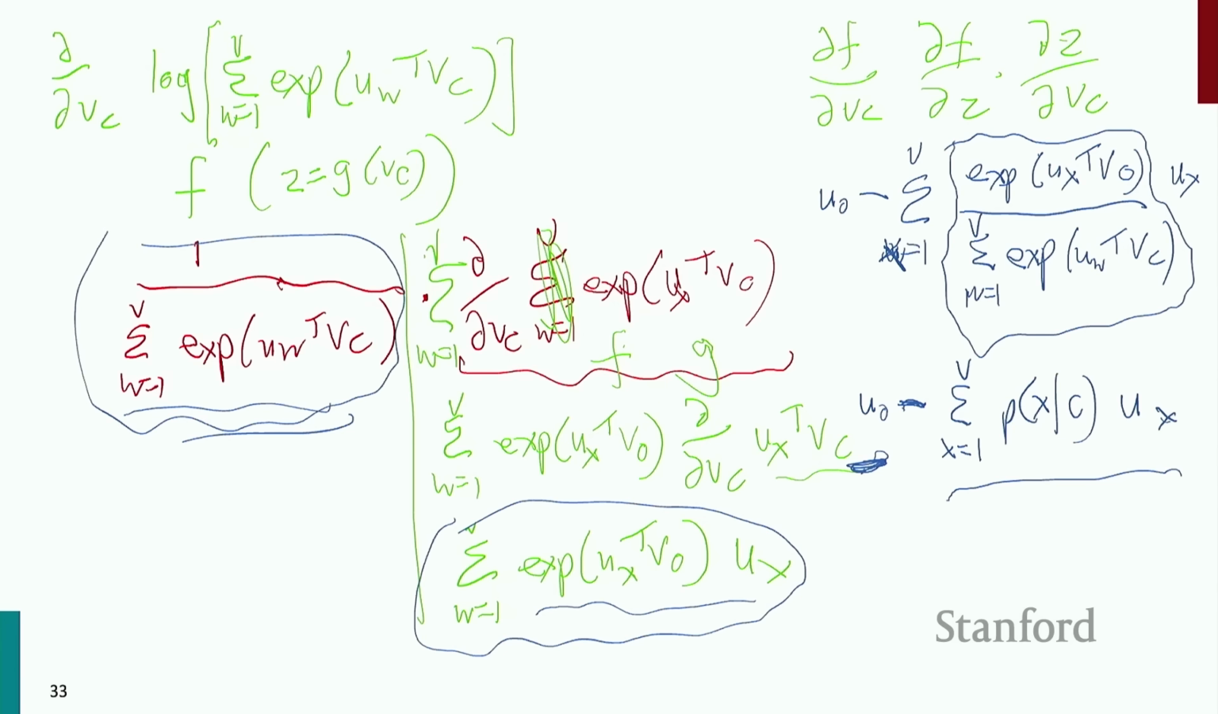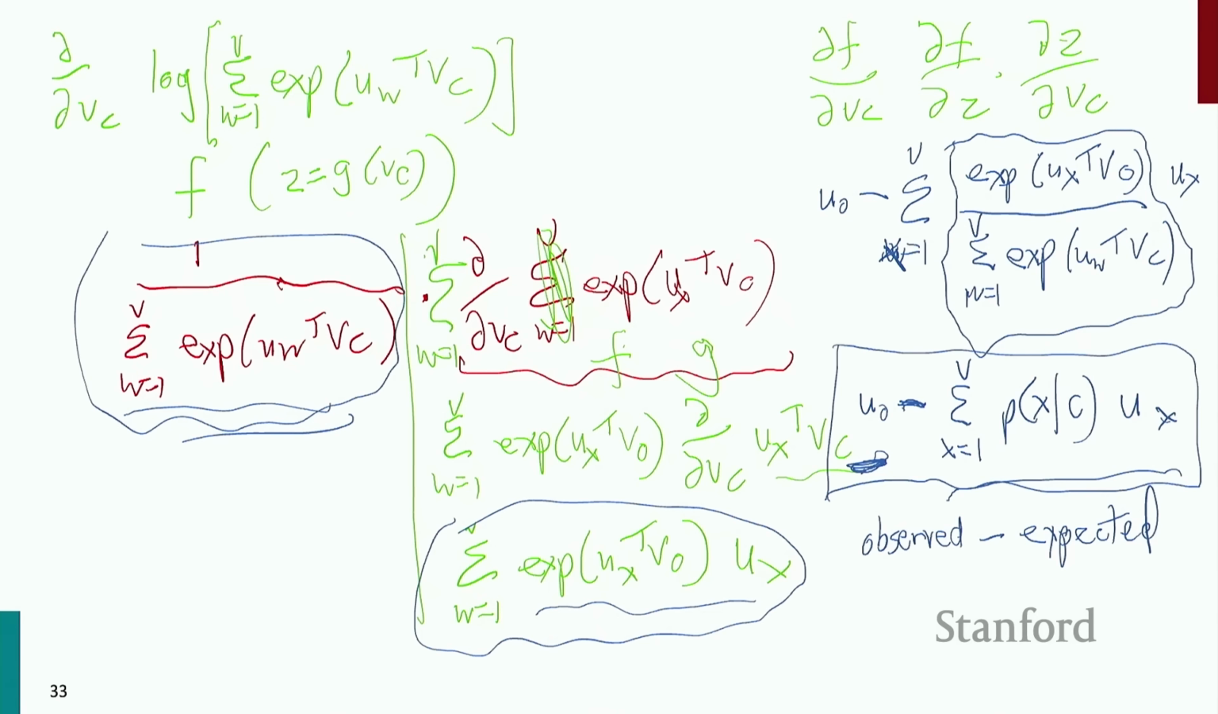And so this is a form that you see quite a bit in these kind of derivatives. You get observed minus expected, the weighted average. And so what you'd like to have is your expectation, the weighted average, be the same as what was observed, because then you'll get a derivative of 0, which means that you've hit a maximum. And so that gives us the form of the derivative that we're having with respect to the center vector parameters.